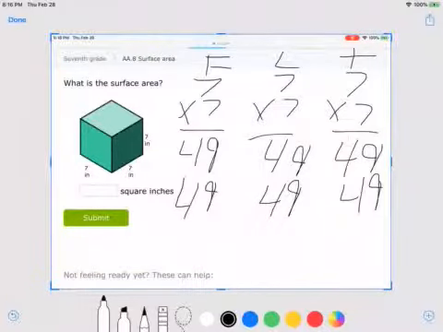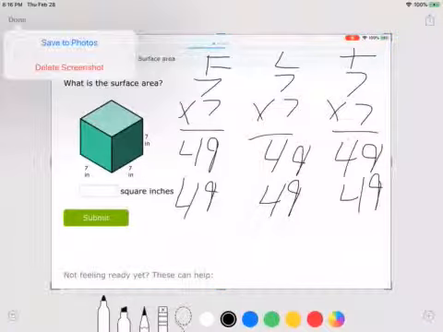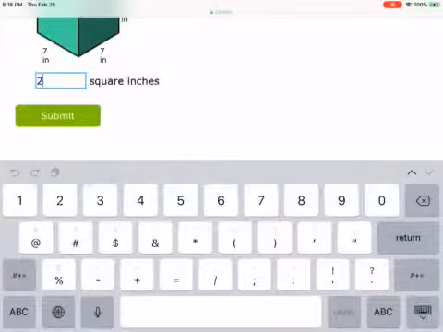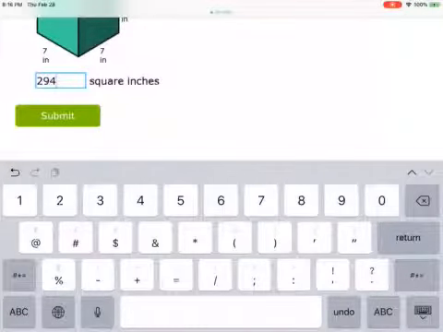So I think you can see the shortcut here. It's 49 plus 49 plus 49 plus 49 plus 49 plus 49, or 49 6 times is the shortcut. So this one's going to be 294 square inches.